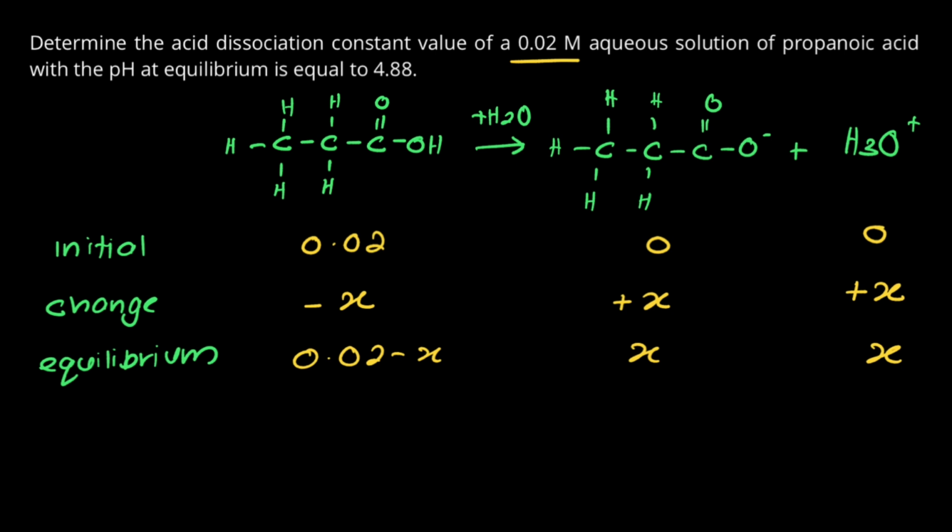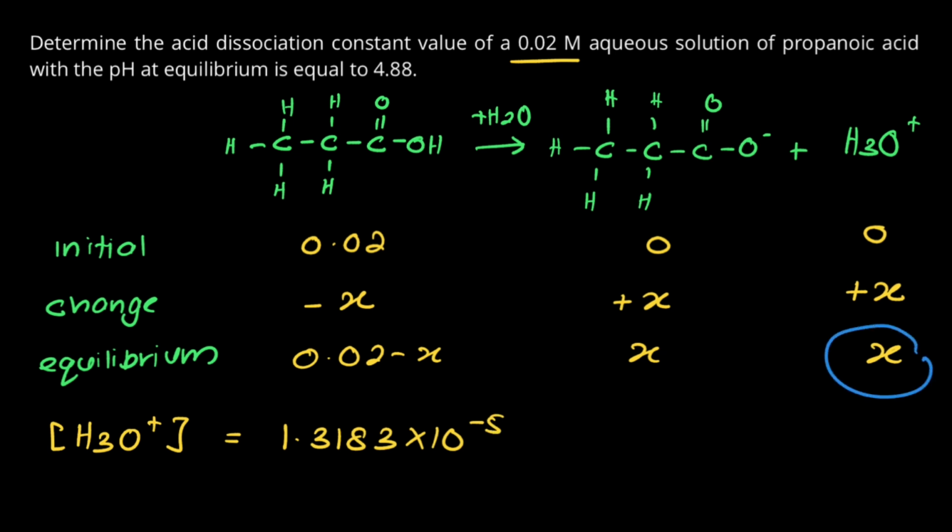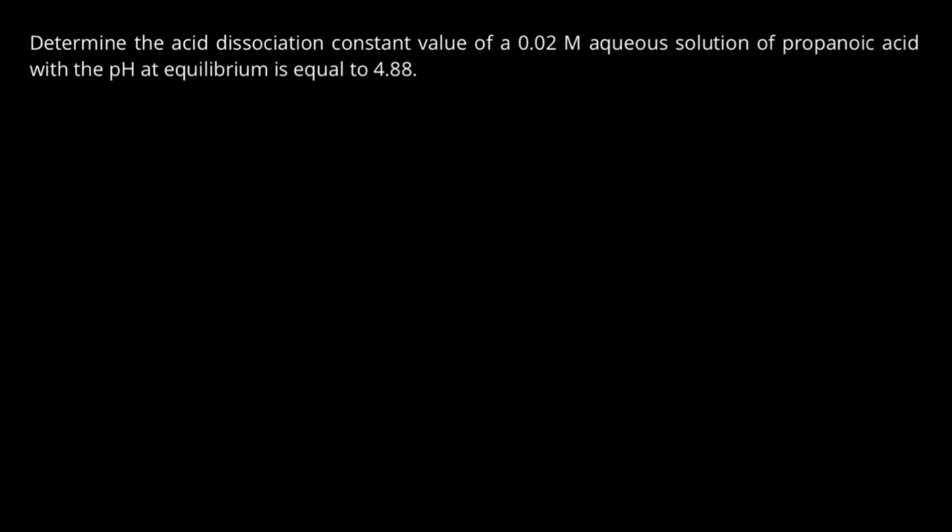From the calculation that we have done just now, the concentration of H3O+ is equivalent to 1.3183 times 10 to the power of negative 5. So this means that the value of X is equivalent to this value. So what we need to do is substitute all of these X's with this value.